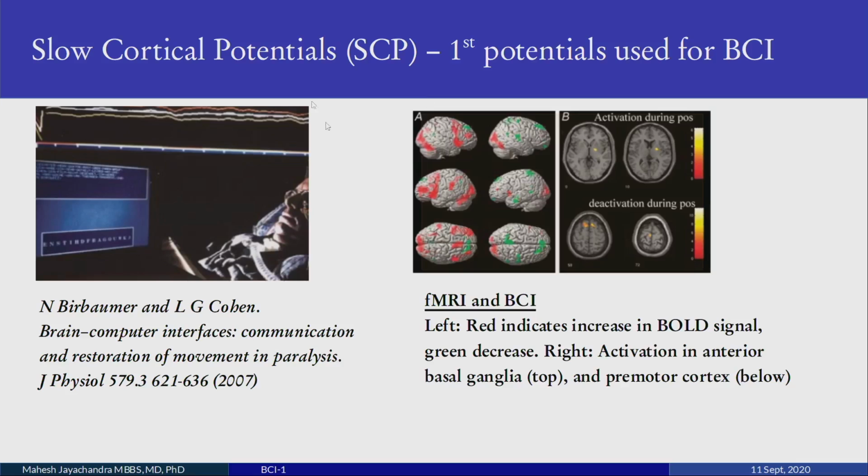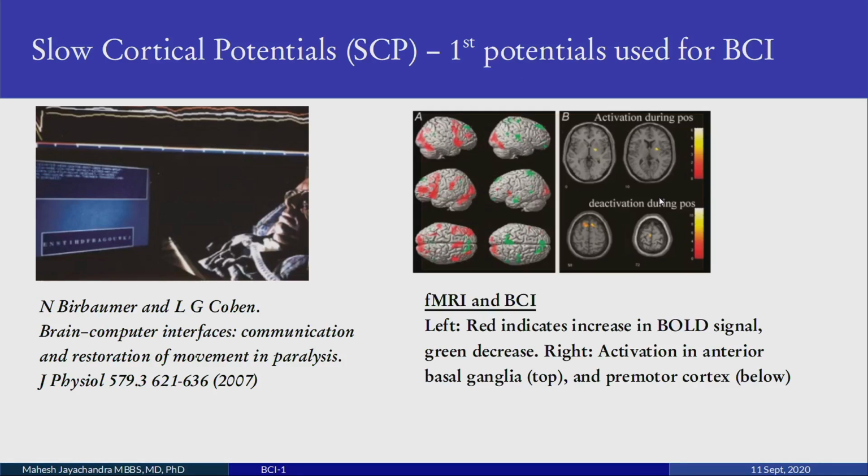And of course, we have to talk about the Japanese. They use the fMRI signal. Now, fMRI looks at the increase in the blood oxygenation level dependent signal, or the BOLD signal. And the argument, or the logic, is that areas of the brain which are active will have increased blood flow, which you see over here. And this is activation and deactivation, and this is on the surface, while here you see activation and deactivation in the basal ganglia and the premotor cortex.